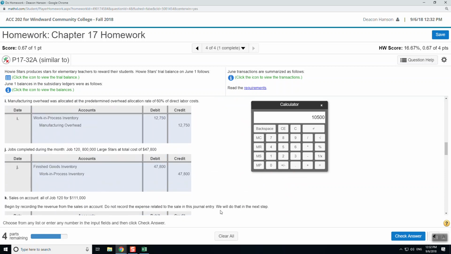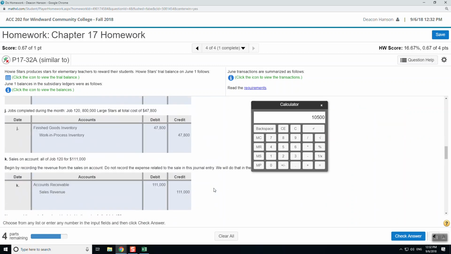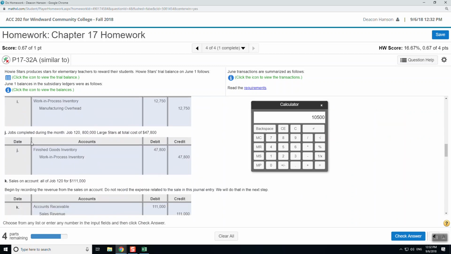Okay. While we're up here, let's just note transaction J is going to move it out of work in process. Transaction I, come back down here, give it an I. Okay, now let's go to transaction J. It says jobs completed during the month. Only job 120 was completed. So only job 120 is going to get a credit. Job 121, it's not finished yet, so it's going to stay there in work in process.